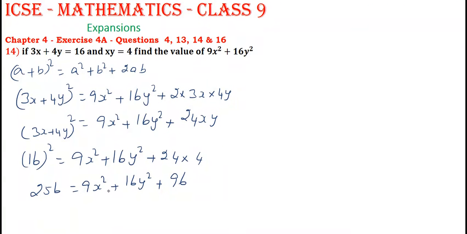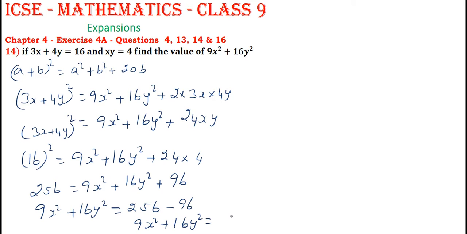So now we can take this to one side, because this is the answer we need to find out. So 9x square plus 16y square equal to 256, and this 96 will come to this side, so minus 96. So 9x square plus 16y square equal to 160. 256 minus 96 is 160. So this is the answer.